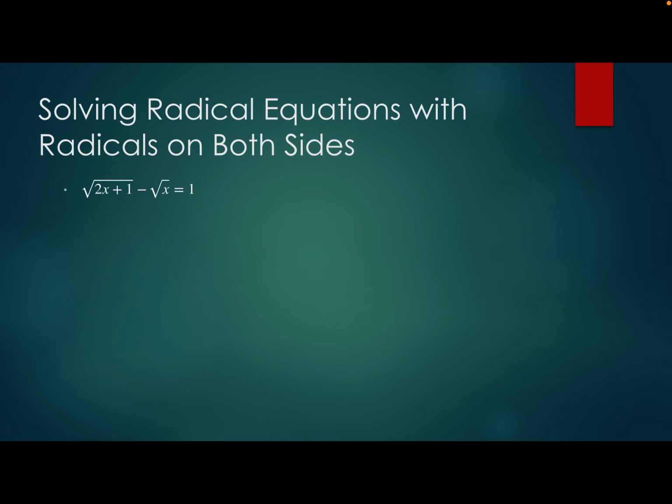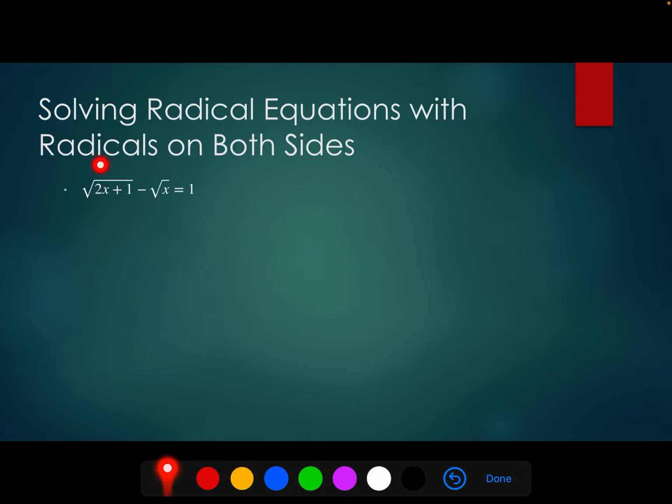All right, now let's take a look at one more example where we have to solve an equation that involves two radicals. The first thing we want to do when we have an equation like this with two radicals in it is isolate our more complicated radical. In this case, our more complicated radical is the square root of 2x plus 1. So we want to get this on one side of our equation by itself. To do that, we'll just add the square root of x to each side.